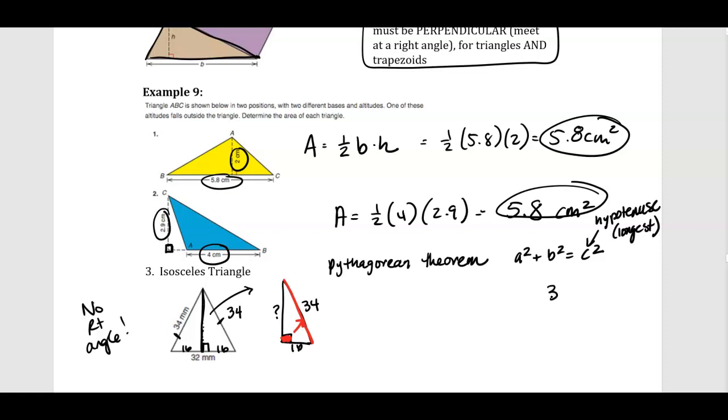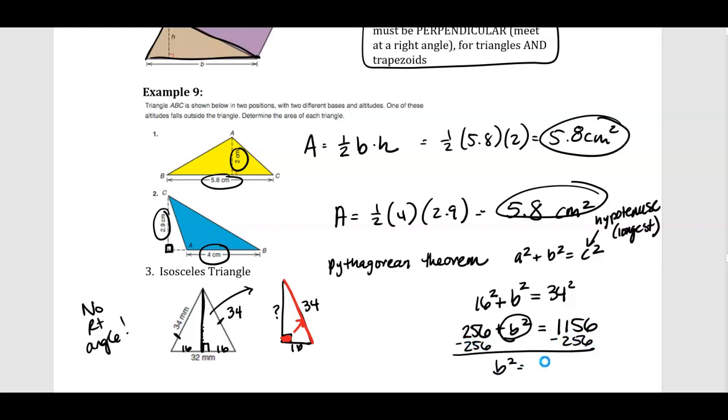So in this case, the 34 goes by itself, and then we can put the 16 squared plus, you can call it b squared, you can call it h squared, it doesn't really matter what letter you use at this point. So 16 squared is going to be 256, plus b squared is equal to 34 squared, which is 1,156. We want to get b squared by itself, so I'm going to subtract 256 from both sides, and that leaves me with b squared equals 900. And then I want to undo the square, so the opposite of squaring is square rooting. So I square root both sides, and I'm left with b equals 30. So that's going to be the height.